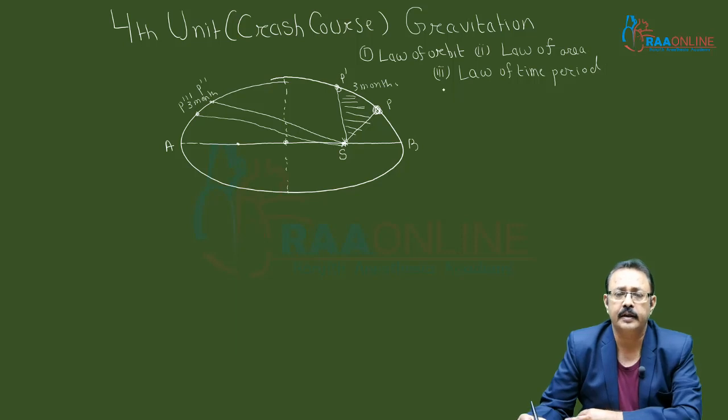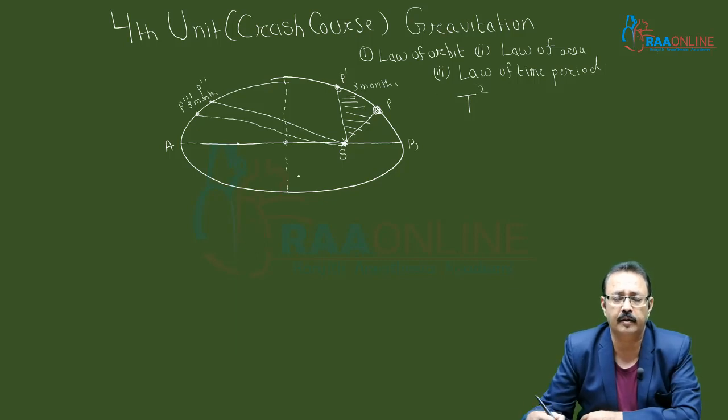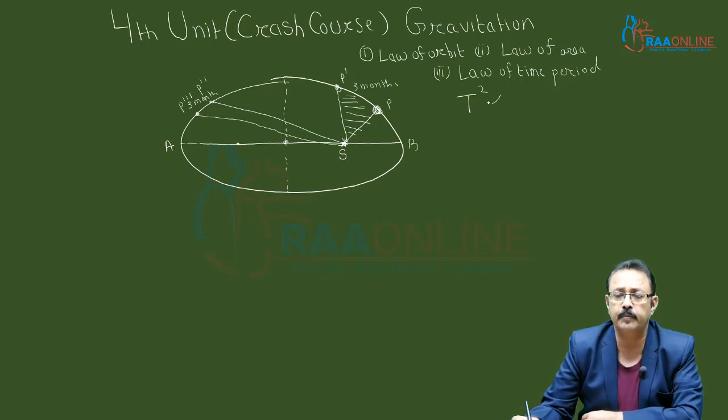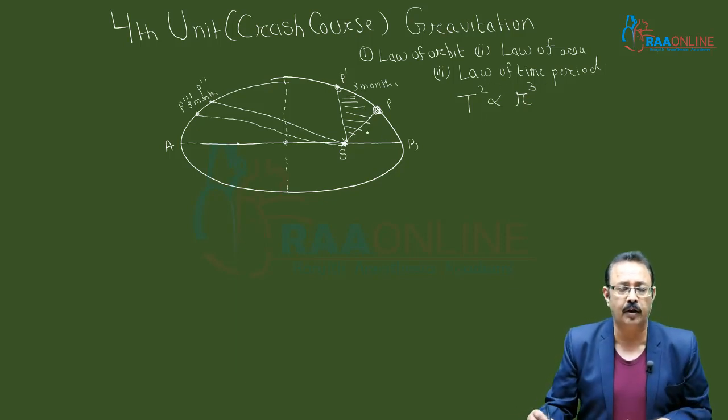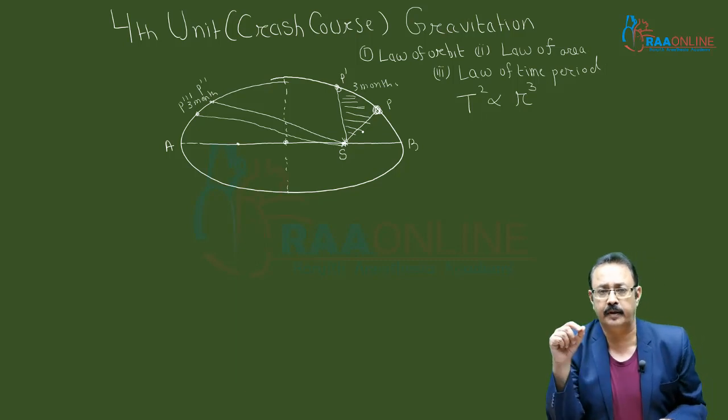This law was that for each and every planet, the time period, meaning the time to complete one complete cycle in its orbit, is directly proportional to the cube of the mean radius. It was the law of time period. So these were the three laws given by Kepler.